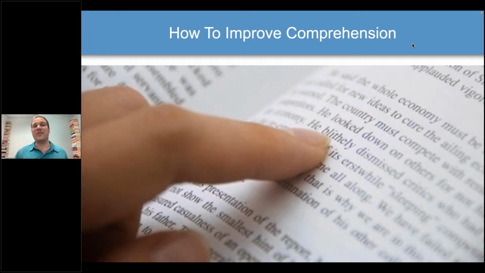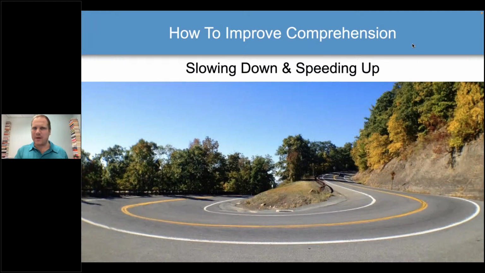How to improve comprehension. Here's a simple way to do it. You want to change up your speed when you're reading, slowing down at certain points and at other points, speeding up. If we borrow the analogy of driving a car, if you're going to make this turn here, you're probably going to slow it down, right? And if there's no traffic and you're on the highway, you speed up.